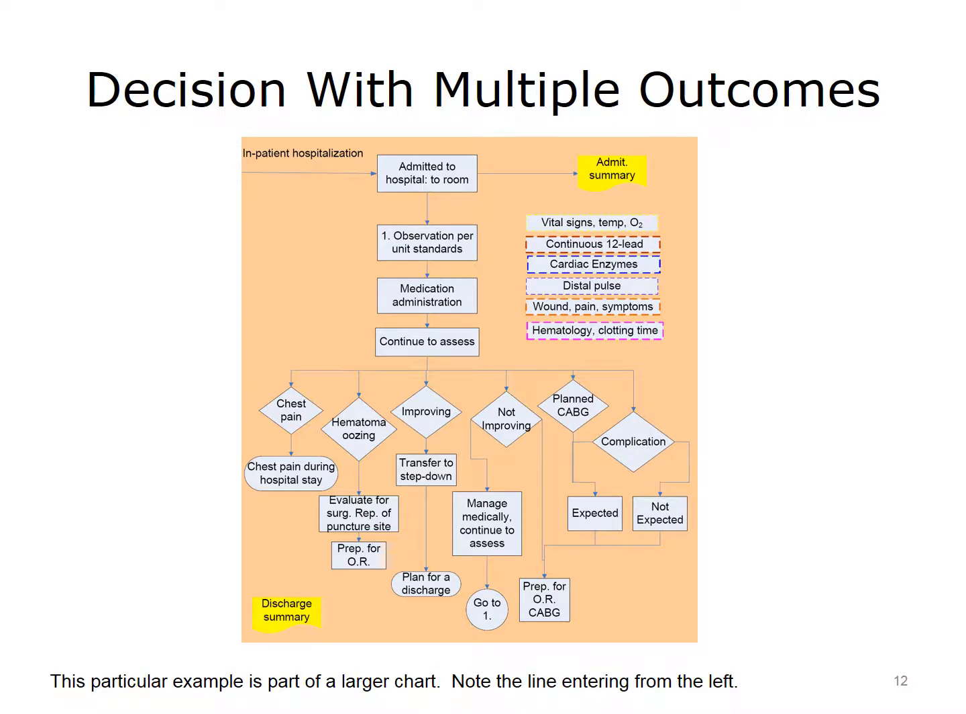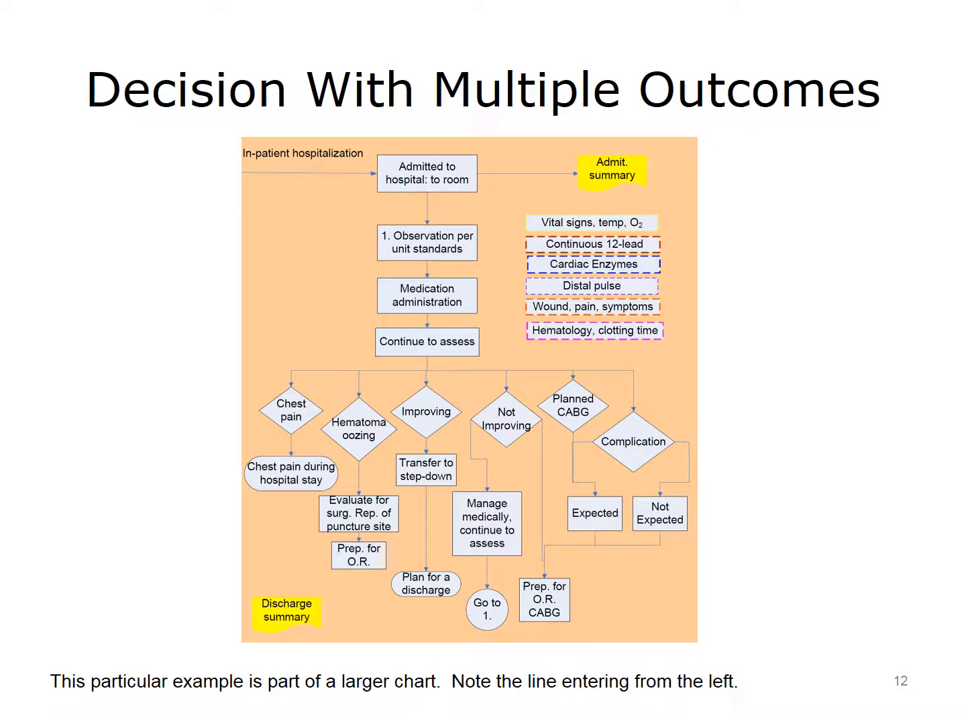A patient is admitted to the hospital and placed in an examination room. The admission summary is completed. Various observations per the hospital standards are obtained. These can include vital signs, temperature, continuous 12-lead monitoring, cardiac enzymes, distal pulse, noting of wounds, pain, and/or other symptoms, presence of a hematoma or clotting time if there is bleeding. Medication is administered, and continuations of the medical assessment which will be determined by preliminary findings.